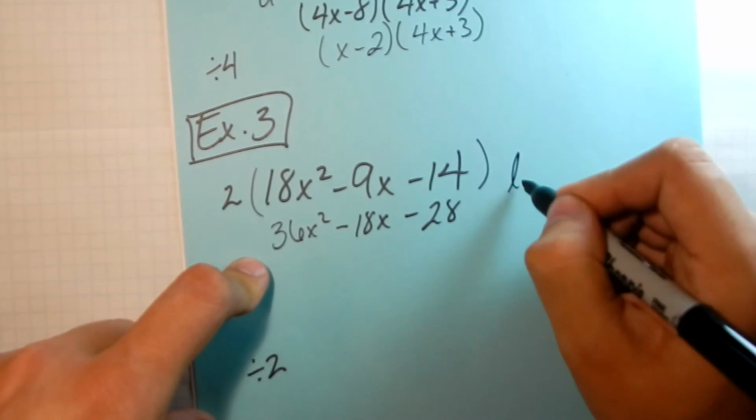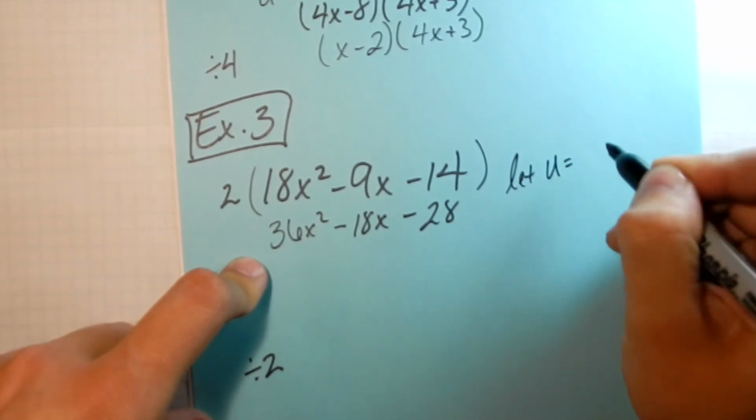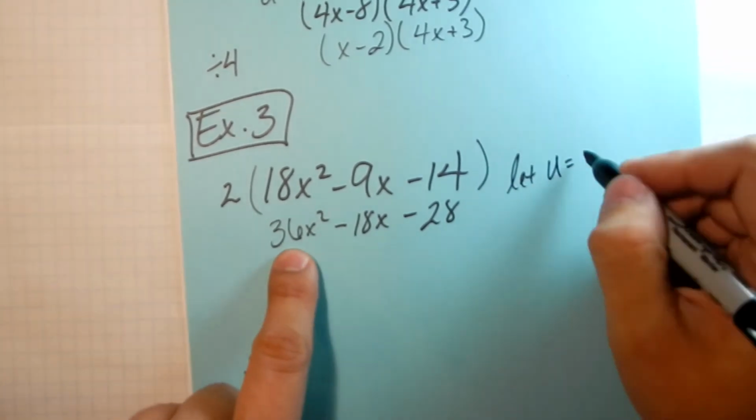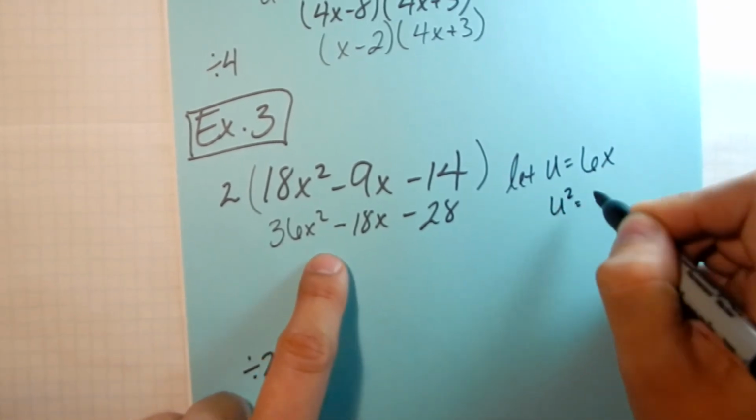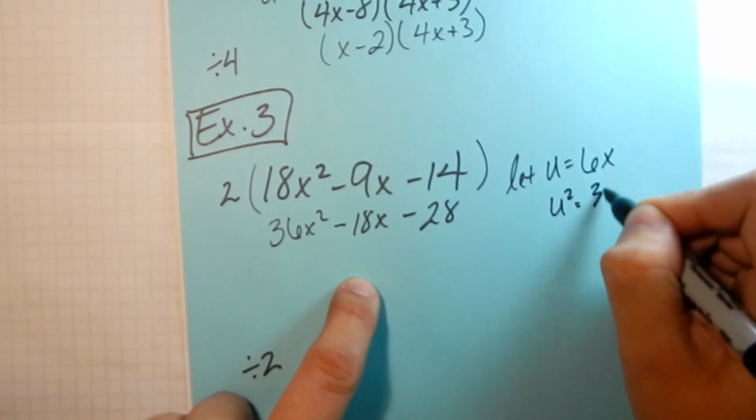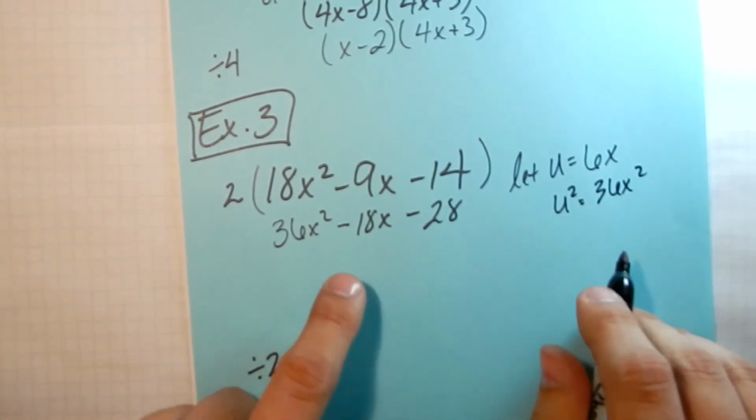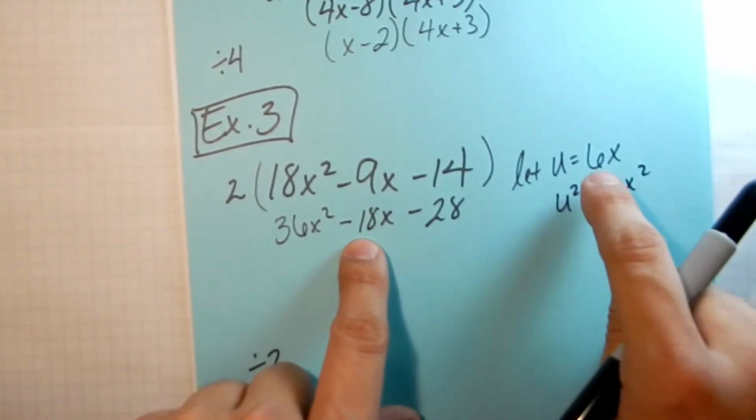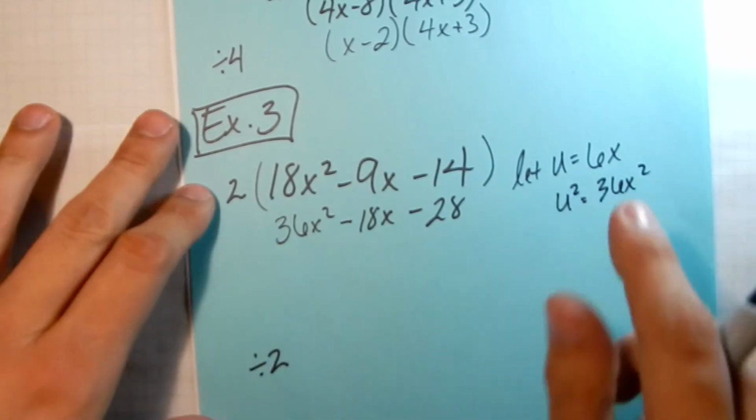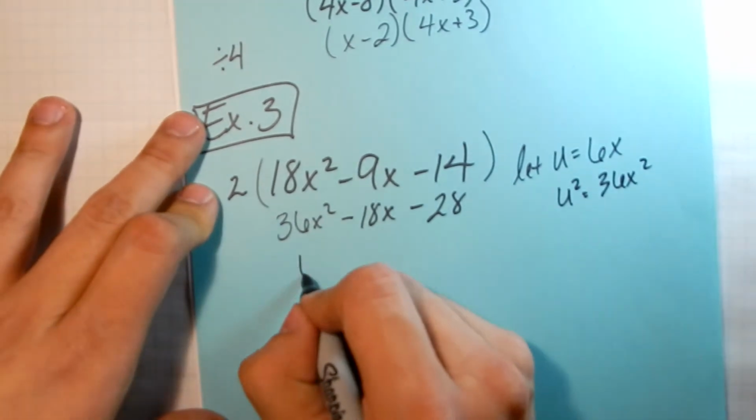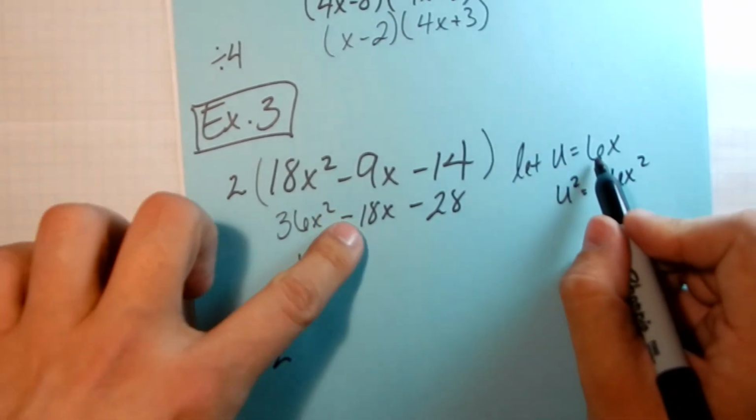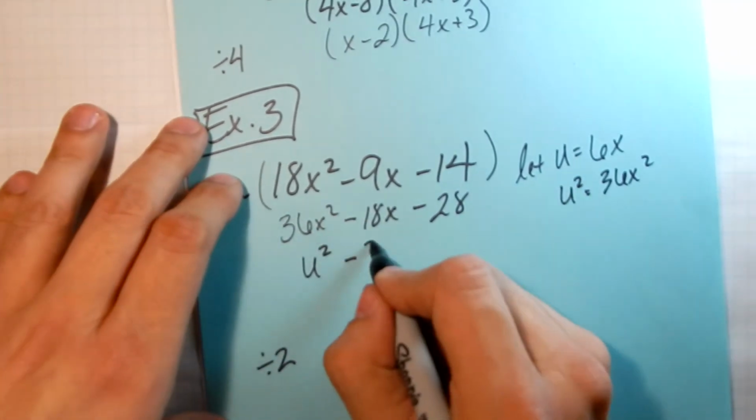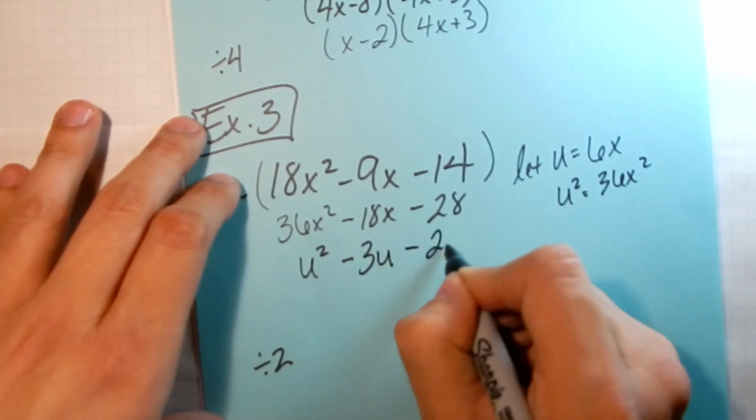We know the drill now. We're going to let u be something. So the square root of this is 6. The square root of x squared is x. That means u squared is 36x squared. And this 18, now notice 18 is divisible by 6. That worked out nicely. So we have u squared minus, here we have 6 times 3 is 18, so it's going to be 3u minus 28.